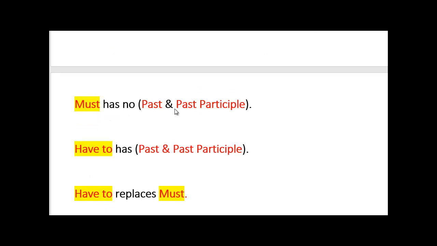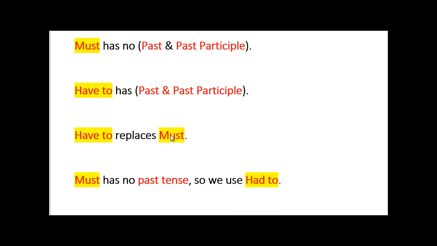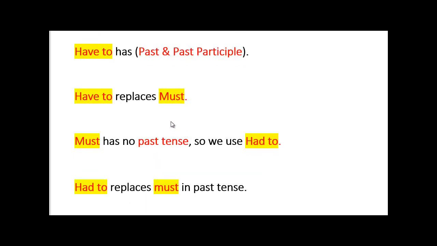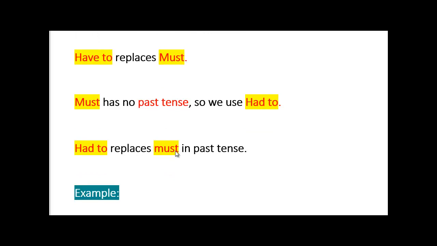So must has no past and no past participle, and have to has a past and past participle. We can say had to, but for must we can't say musted. So we use have to to replace must. Had to is the past of have to, so we use it instead of musted. Had to replaces must in the past. Just remember that part, because it's not possible to say musted. That is wrong.